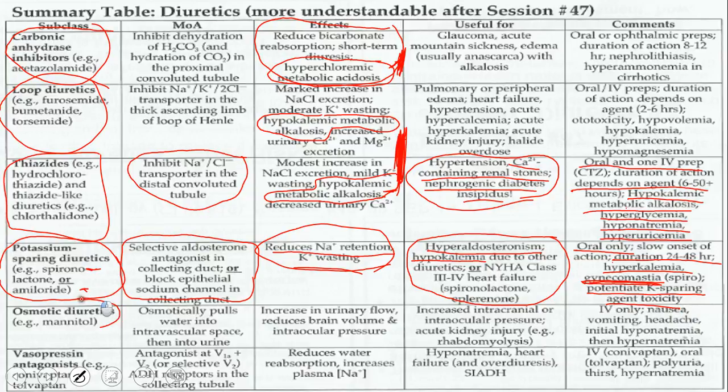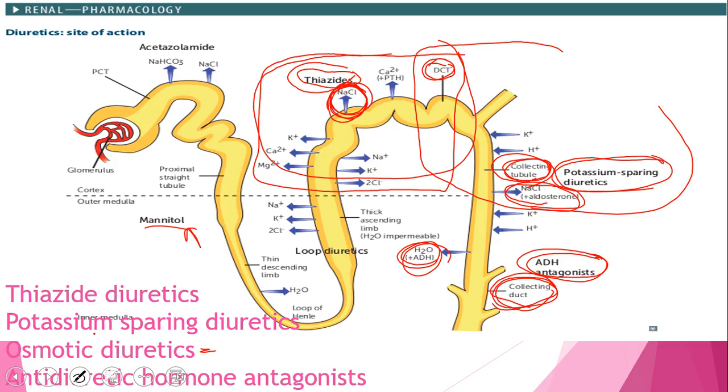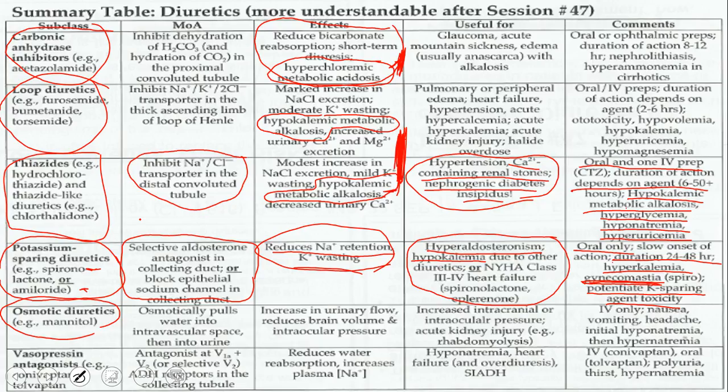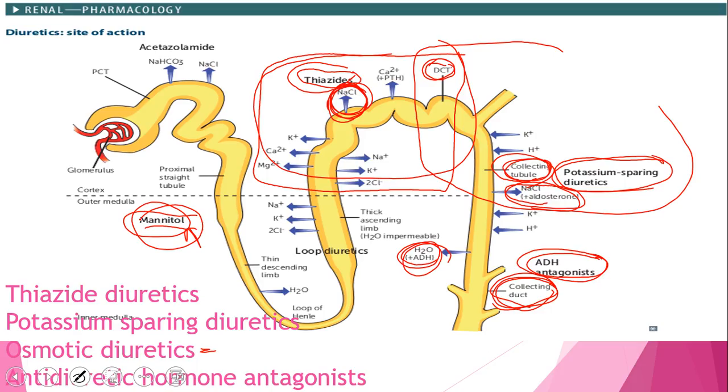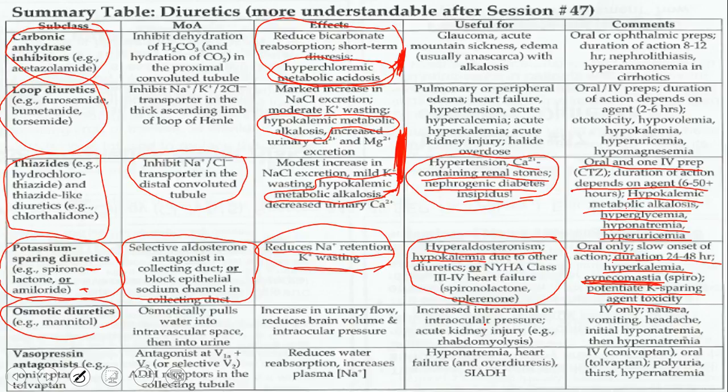Okay, so now for osmotic diuretics like mannitol, and I was right. So this is talking about this one right here. So mannitol osmotically pulls water into the extravascular space, then into the urine. So essentially it's like an ion in here, and it attracts water to it. And so it's going to pull the water in here, and the water is going to travel through, and it's eventually going to get peed out. Mannitol is going to get peed out.